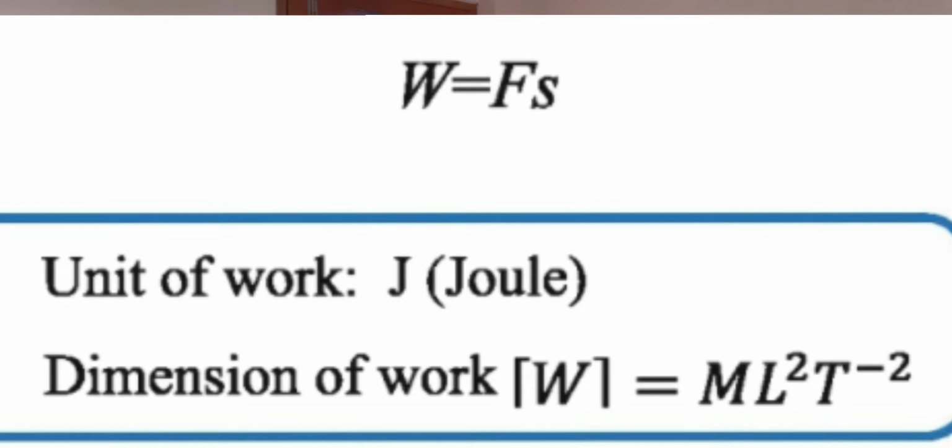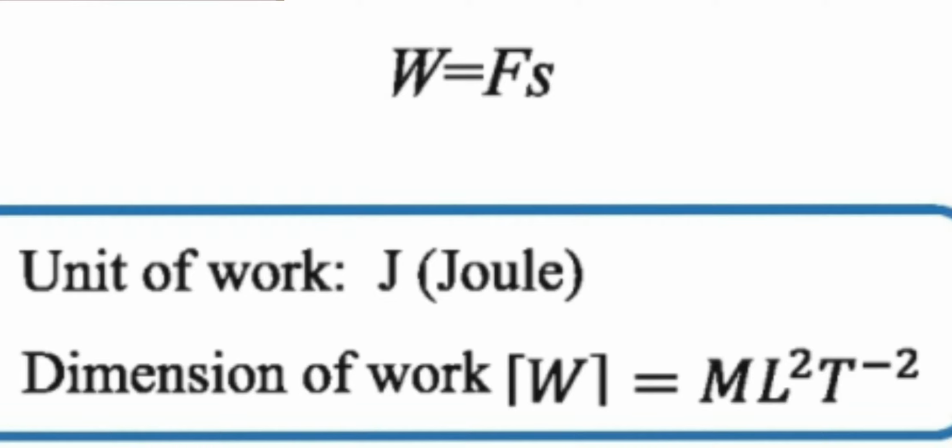The unit of work is the joule, which you can write as J. And the dimension of work is W equals ML² T to the power minus 2. Alright, so that is work.